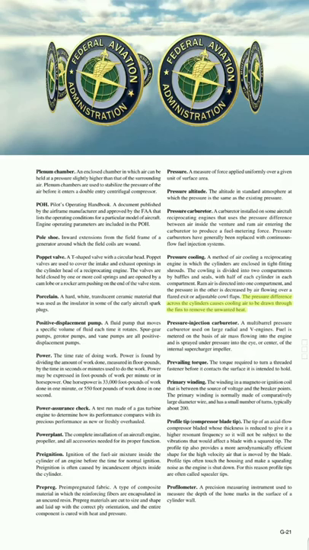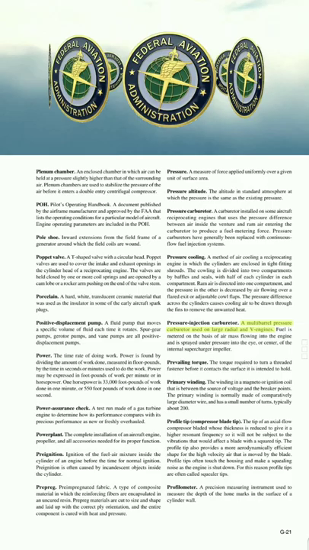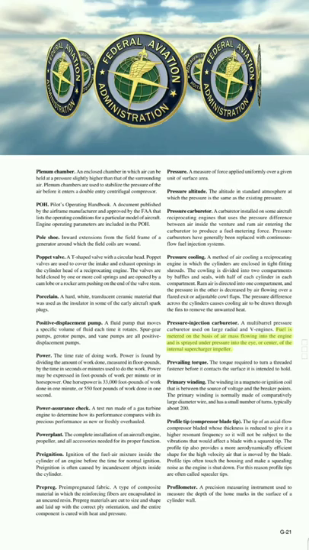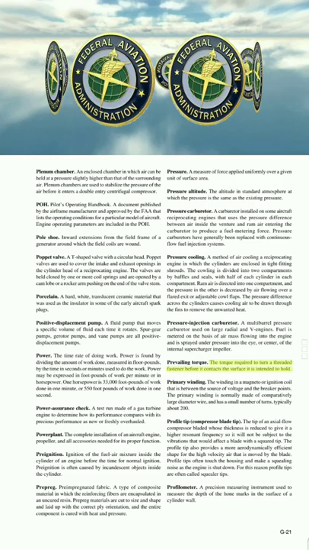Pressure injection carburetor. A multi-barrel pressure carburetor used on large radial and Z engines. Fuel is metered on the basis of air mass flowing into the engine and is sprayed under pressure into the eye or center of the internal supercharger impeller. Prevailing torque. The torque required to turn the threaded fastener before it contacts the surface it is intended to hold.